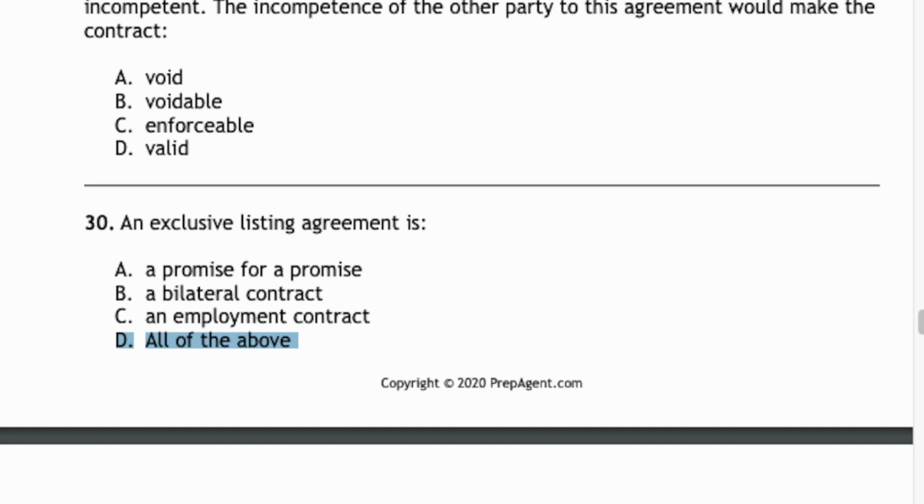A listing agreement is an employment contract between an owner of a property and a real estate broker, which authorizes the broker to find a buyer for the property. It is also a bilateral contract. The seller promises to pay the broker a commission when the property sells, and the broker promises to make a reasonable effort to obtain a purchaser.